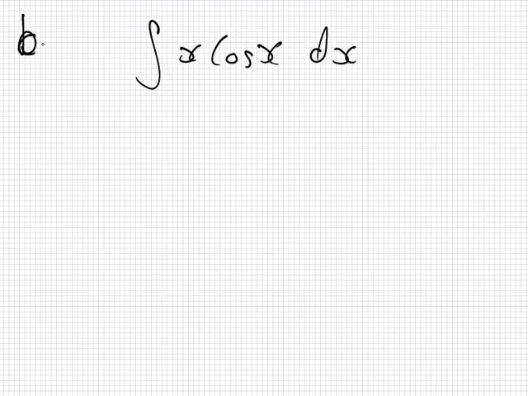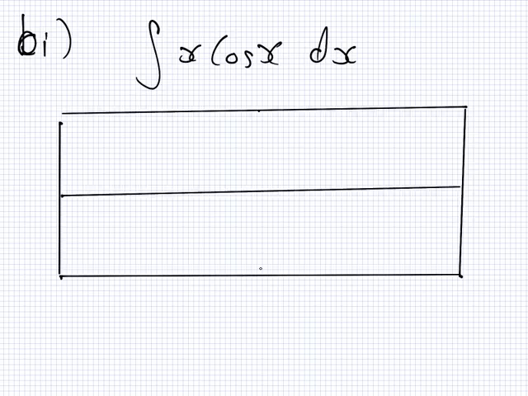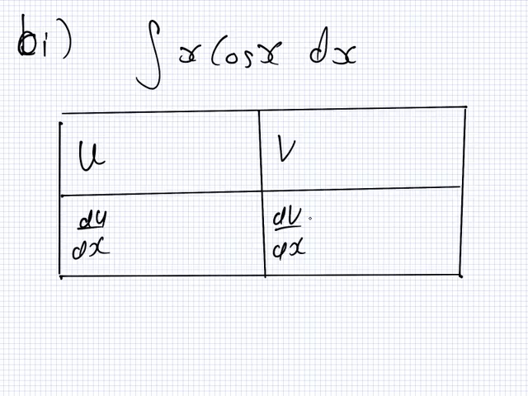My next one is B part 1. I use a table for integration by parts. What does Joan use? U and V? So she uses U and du dx or U dash? U dash. Okay. U, du dx, V, dv dx. This is it here. So U is this part, and dv dx is the next part.